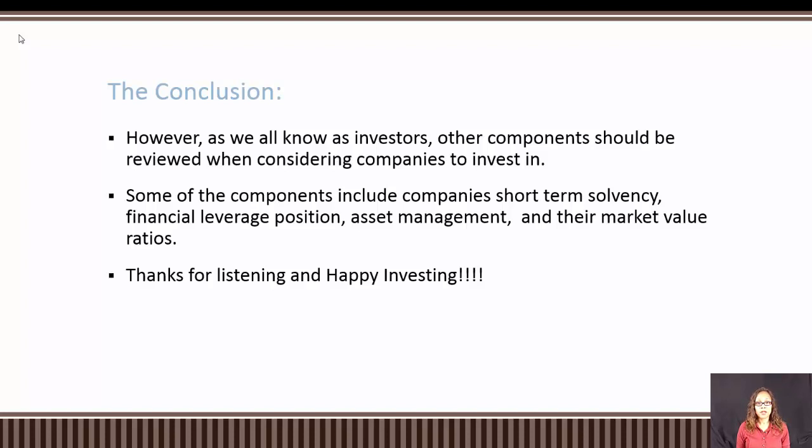The conclusion. As we all know as investors, other components should be reviewed when considering companies to invest in. Some of the components include a company's short-term solvency, financial leverage position, asset management, and their market value ratios. That is my investment strategy.